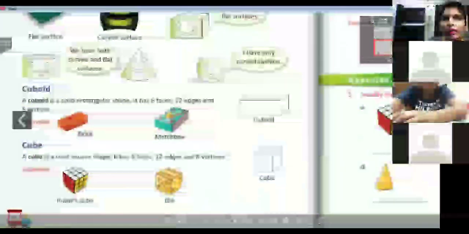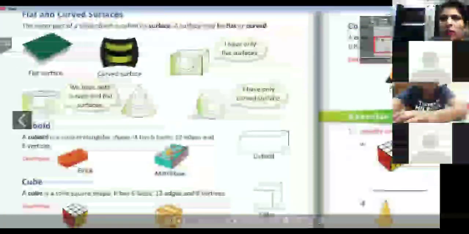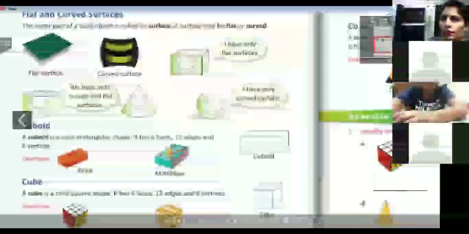Now coming to the next point, that is flat and curved surfaces. The outer part of a solid object is called its surface. A surface may be flat or curved. Like you can see here, children, this shape has only flat surface, but this shape has got curved as well as flat surface.